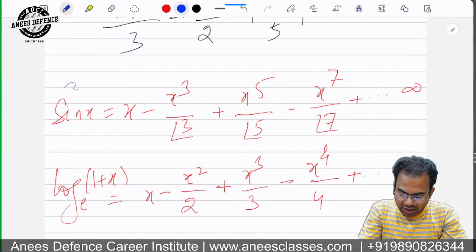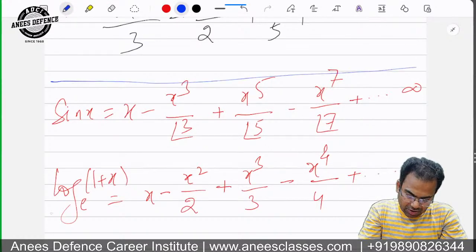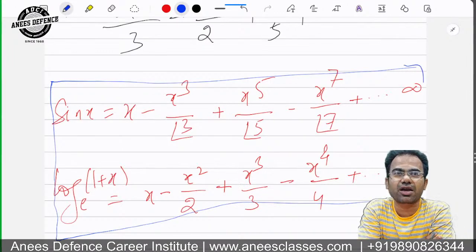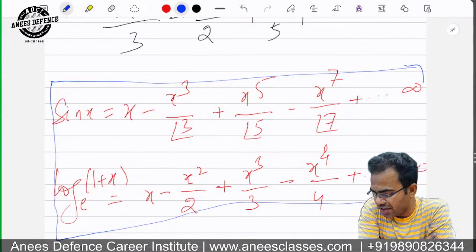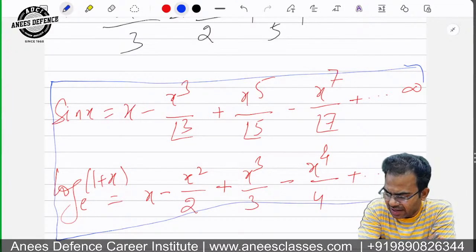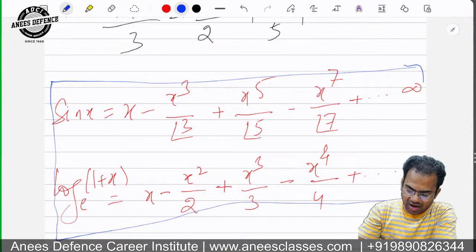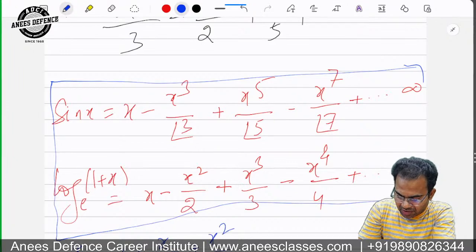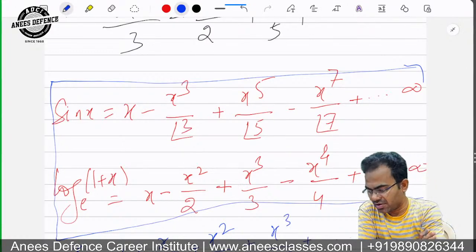I have written two series. You have to remember these two series. If you are reading calculus, you have to remember at least 10 series, okay? In that, I have written 2. Earlier, I have used one series, e to the x. e to the x is 1 plus x upon factorial 1, x square upon factorial 2, x cube upon factorial 3, dot up to infinity. Right?